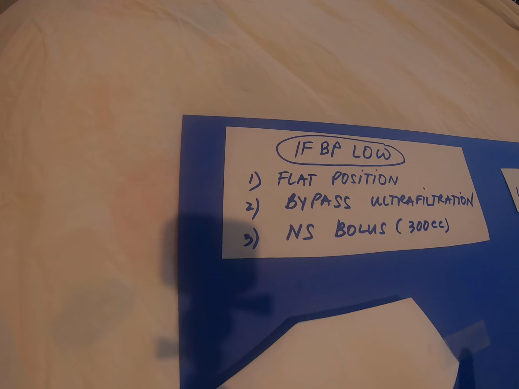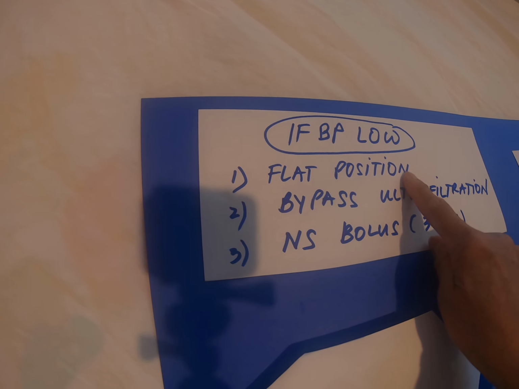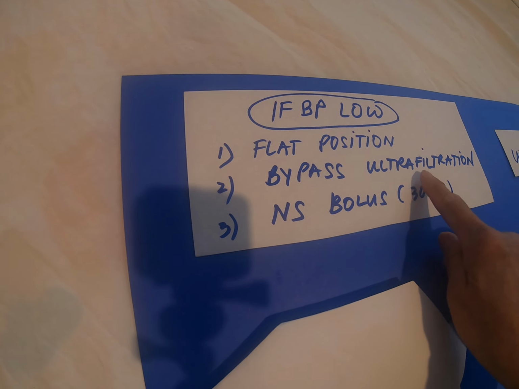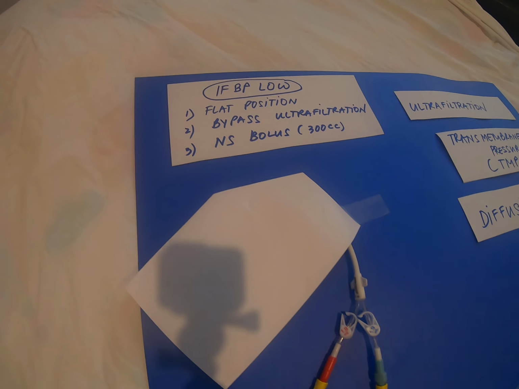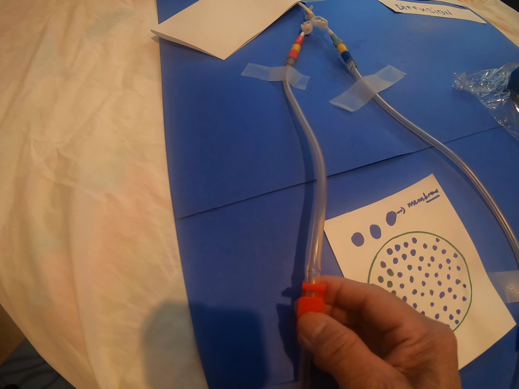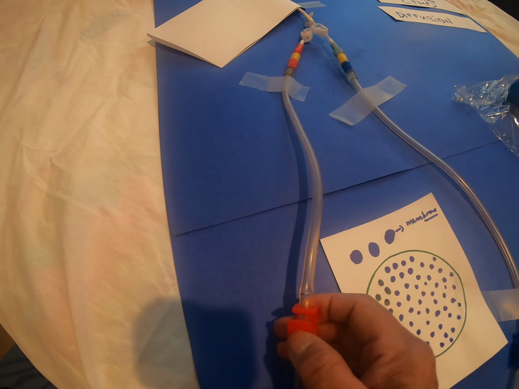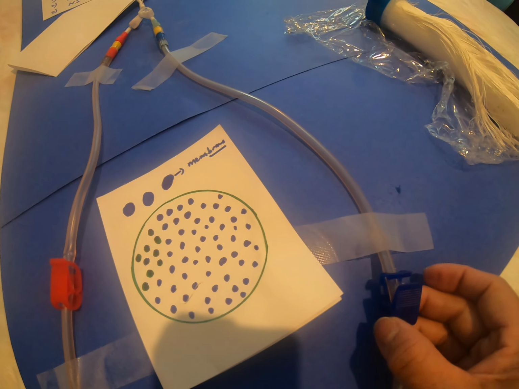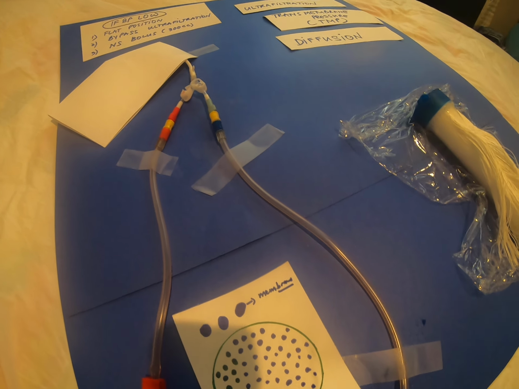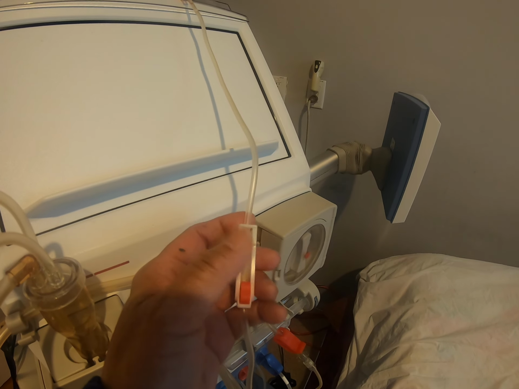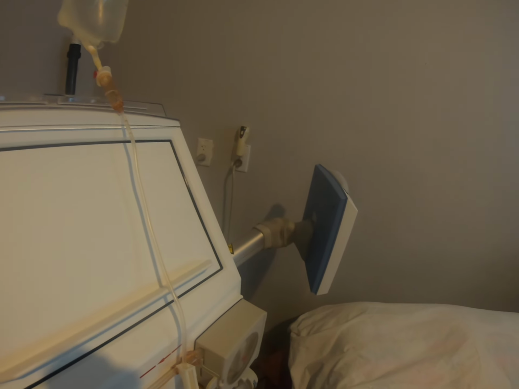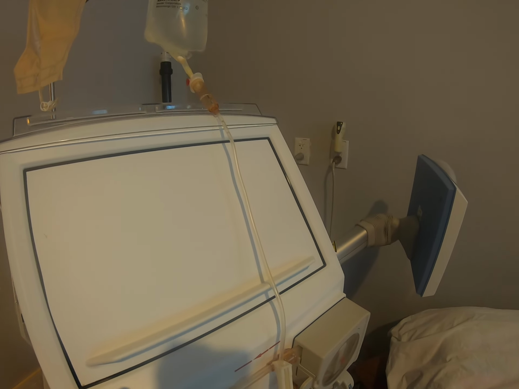So you did your first maneuver, flat position, bypass ultrafiltration. Now you're going to start your normal saline bolus. To do that, you have to close the clamp of your arterial line. You're not going to suck blood anymore. Your blood pressure is low, so you have to close it. But the venous line remains open because we're going to return the blood. So we start a normal saline bolus. You open the clamp, and then we introduce 300 cc of normal saline to the patient.